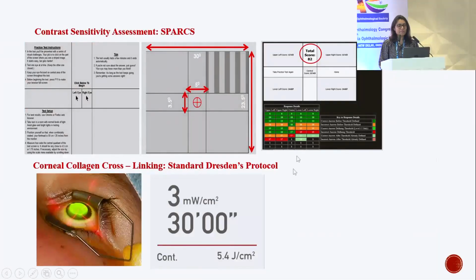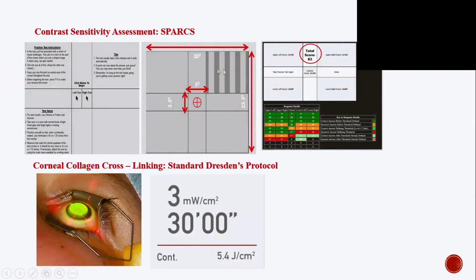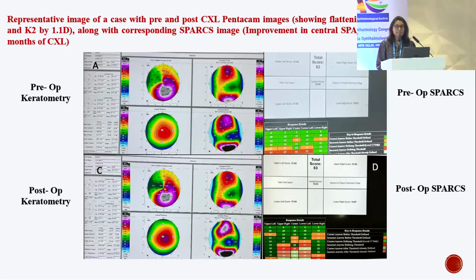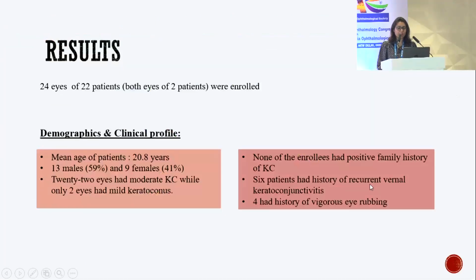So the screen is basically divided into 5 quadrants: the central, upper right, upper left, and lower left. And each zone is given a score of 20, so that it contributes to a total score of 100. So the score that you get is out of 100. So all the patients who were included underwent collagen cross-linking using the standard protocol. So this is the representative image with pre and post CXL Pentacam images with their corresponding Sparks image, which shows a change in the score of 1 in the post-operative period.